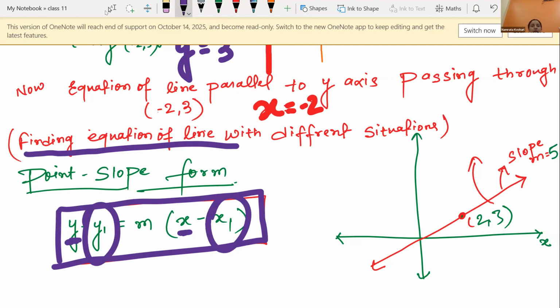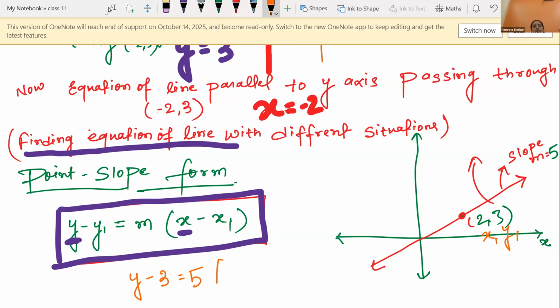Okay, let's create an equation with this data. So what we will do, y minus y1. This is x1, this is y1. Our equation will be y minus y1, which is 3, is equal to the slope m, which is given as 5, so 5 in brackets x minus x1, which is 2. We are done. We have to simplify it a bit to write the equation in the standard format, that is ax plus by plus c is equal to 0. We have to make this equation like that.